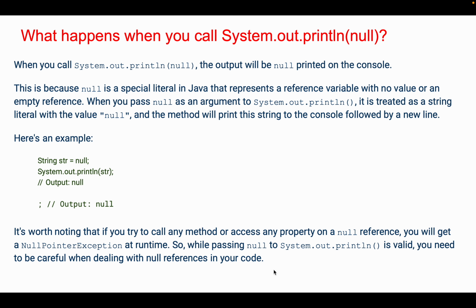So while passing null to System.out.println is valid, you need to take care of this while dealing with null references in your code. When we passed null to this, it will print null. But if you try to use any variable with the value null anywhere in code, it might give a null pointer exception anytime. Okay, let's move to the next question.